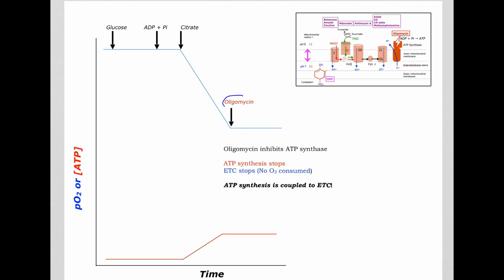Now let's say we add oligomycin. Oligomycin is an inhibitor of ATP synthase, so not surprisingly, ATP synthesis stops. And interestingly, not only does ATP synthesis stop, electron transfer stops, the ETC activity stops. So this clearly proves that ATP synthesis is coupled to electron transfer. This is a very nice experiment to show the chemiosmotic theory: ATP synthesis is coupled to the electron transport chain.